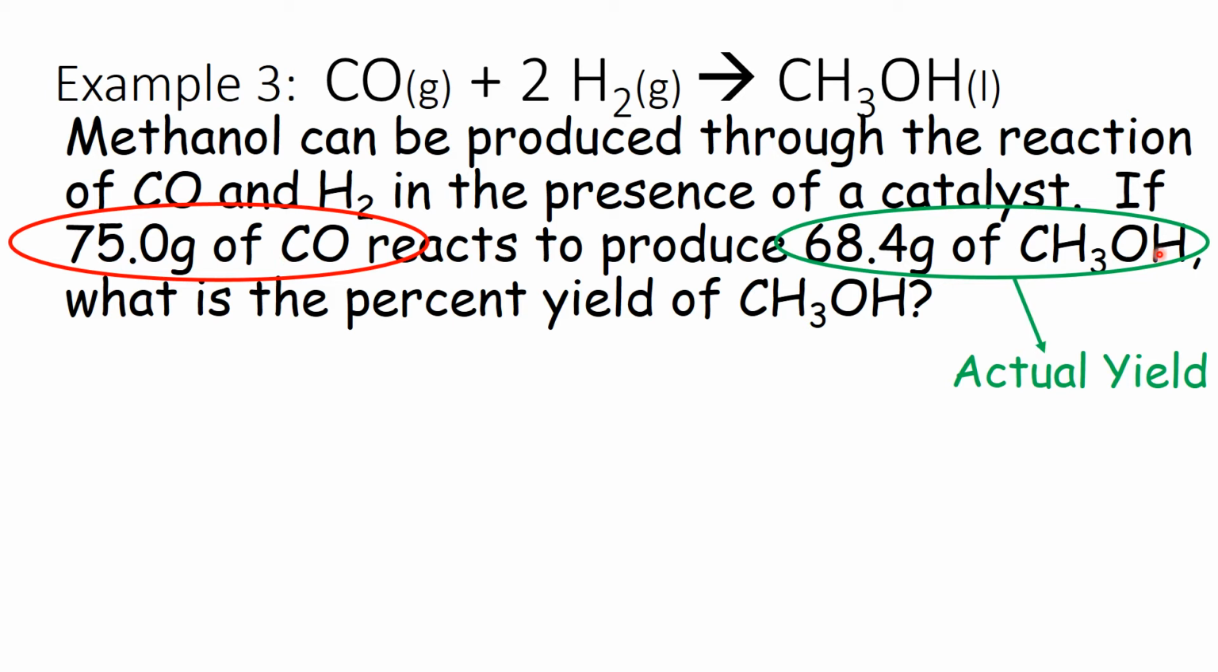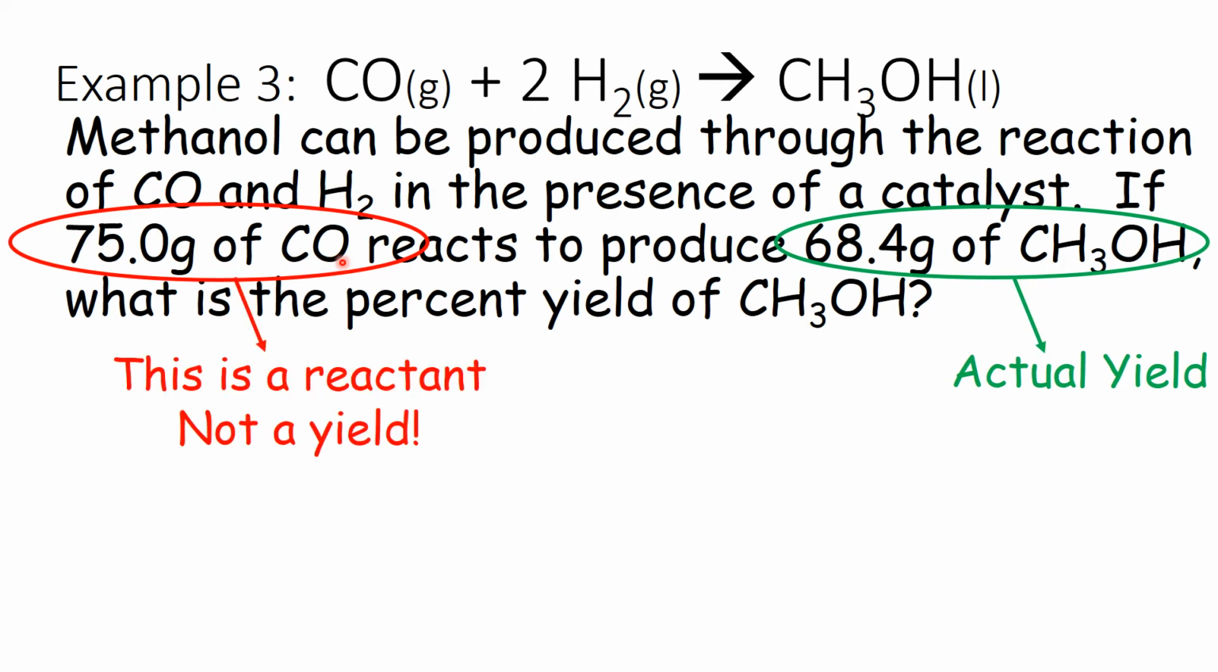Well, the units over here are grams of methanol. Carbon monoxide does not appear to be a product. As a matter of fact, this is a reactant. So it's not a yield. It's not the theoretical yield. So we have an actual yield here, but we don't have a theoretical yield or a percent yield. So how can we calculate the percent yield if we're missing one of the two things that we need? Well, the way we're going to do that is we're going to calculate the theoretical yield.